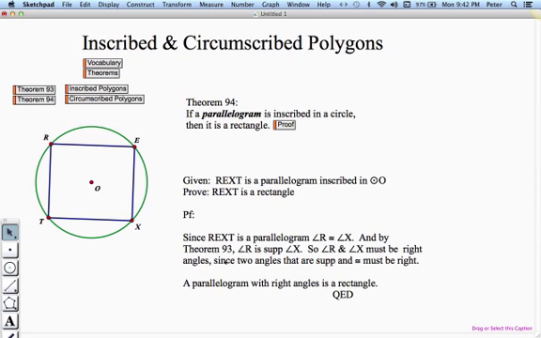So let's be clear then. Any quadrilateral inscribed in a circle will have opposite angles that are supplementary, and a parallelogram inscribed in a circle has to be a rectangle.